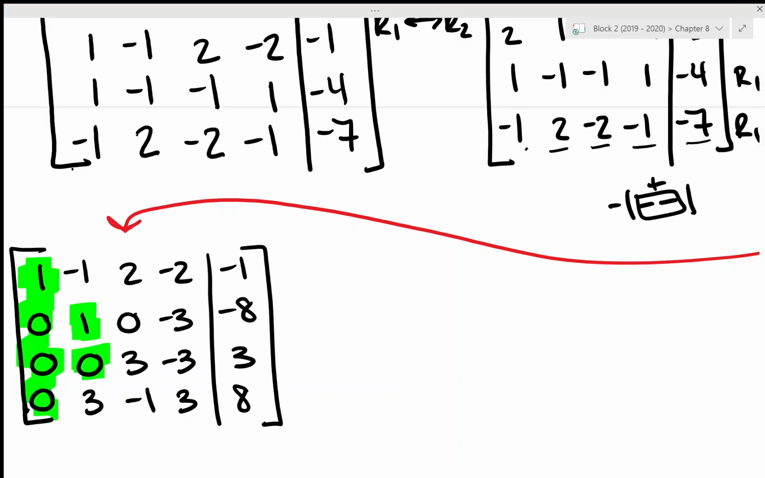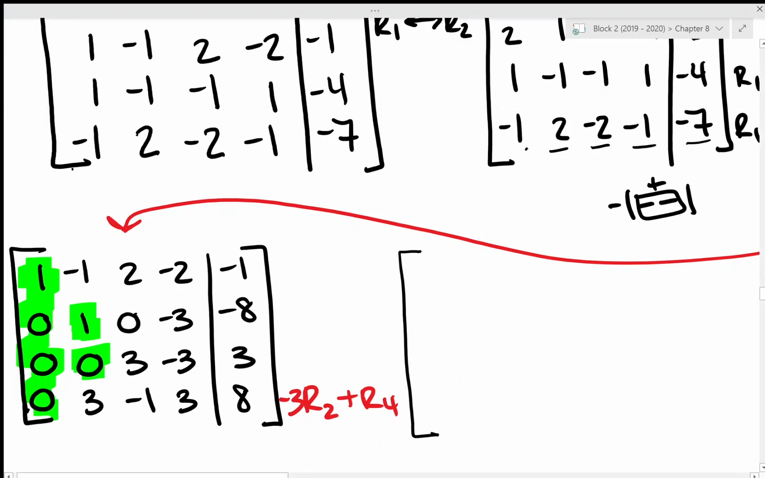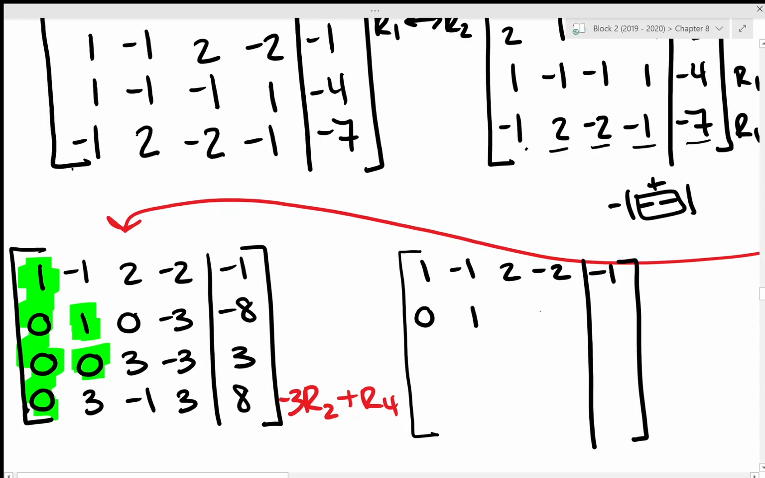So, luckily it already did one of them for us, so all we're going to do now is use row 2, because that's the one we got the 1 in, right? And we're going to combine it with row 4 to make a 0. Right now we have a 3 there, so I'm going to multiply a negative 3 to row 2 and add it to row 4. So, okay, 1, negative 1, 2, negative 2, line, negative 1, 0, 1, 0, negative 3, negative 8, 0, 0, 3, negative 3, 3.